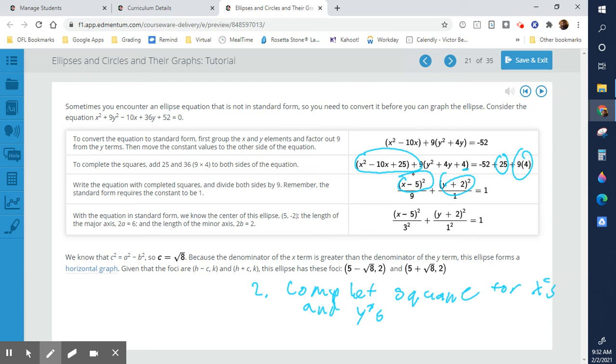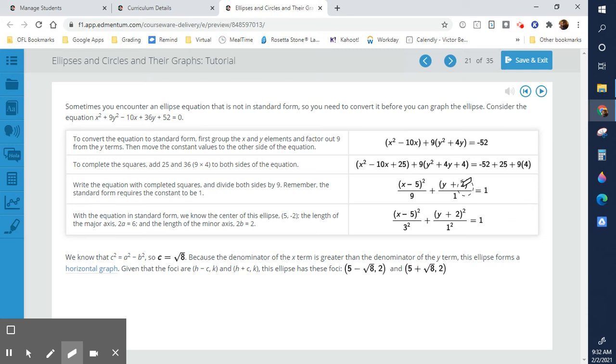Keep in mind that whatever you add here has to get multiplied by the coefficient. So whatever you have here has to get multiplied by the coefficient here. So that's how come they show that right here, this 9 times 4. You didn't create a 4, you created a 36. So they're kind of showing that here.